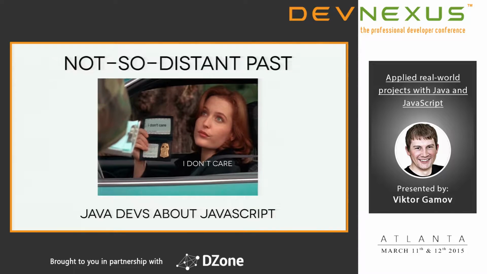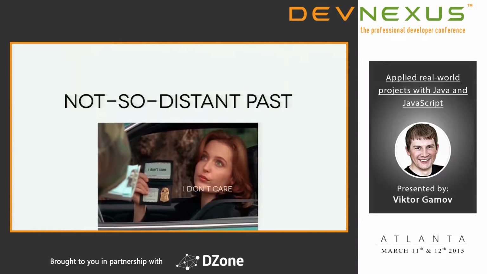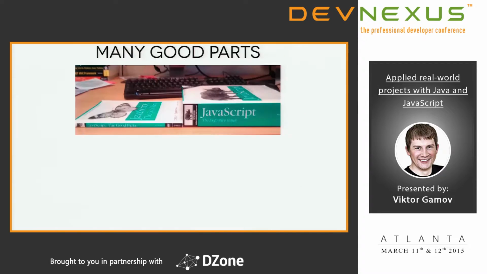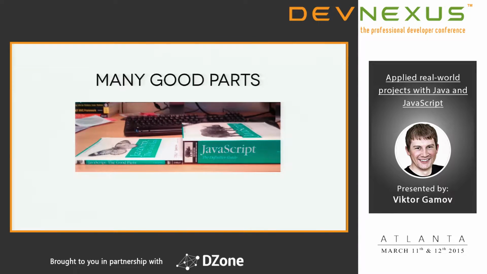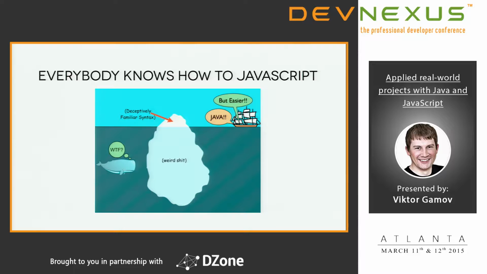A couple of years ago it did not matter, but right now it really matters. JavaScript developers and Java developers can be one person: one person can be good at both Java and JavaScript, right? The JavaScript syntax is very similar, but there's awesome stuff hidden under the ocean.